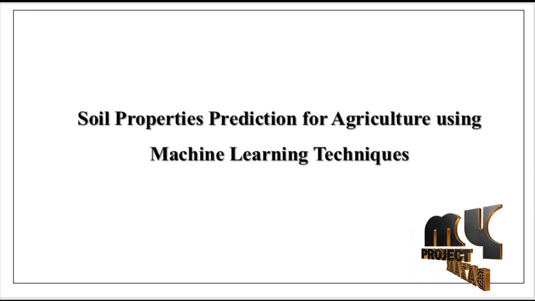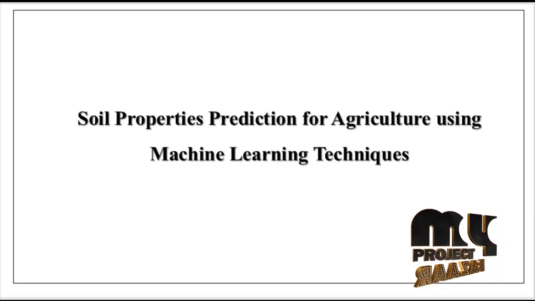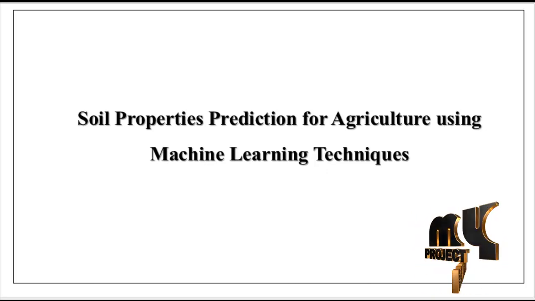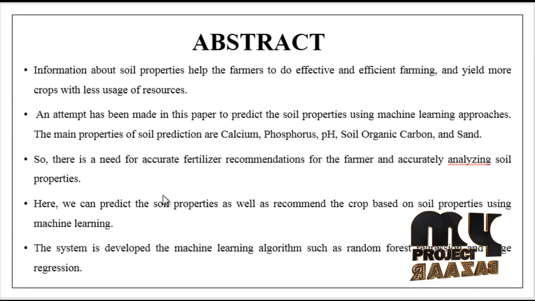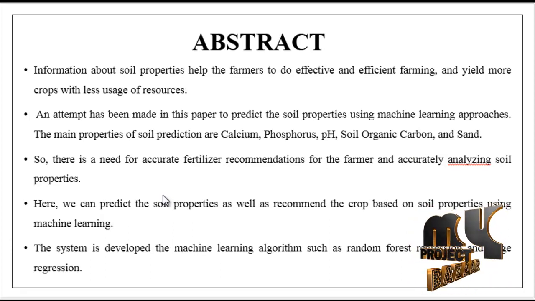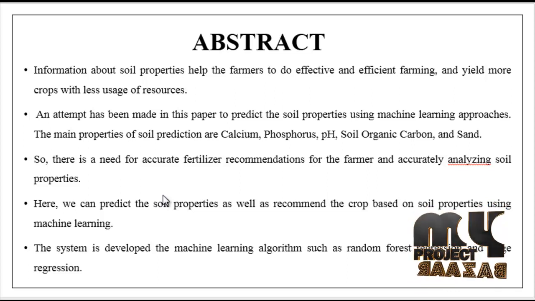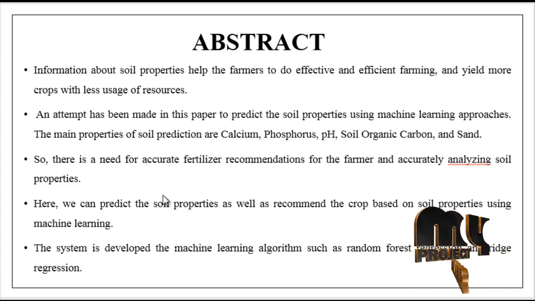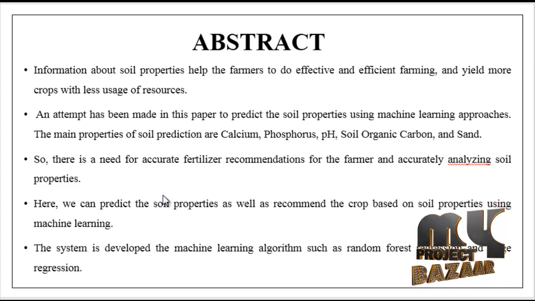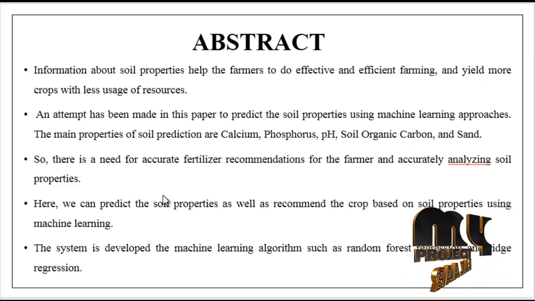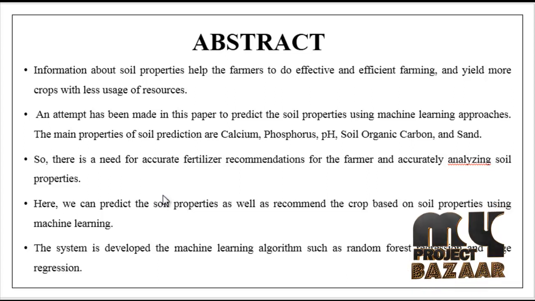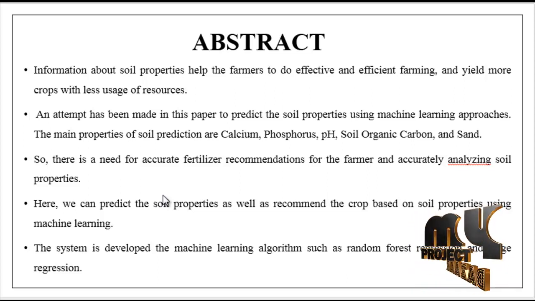Now we are going to see about soil properties prediction for agriculture using machine learning techniques. Then we are going to see the overview of our process. The main objective of our project is to predict the soil properties, as well as recommend the crop based on the predicted soil properties using machine learning algorithms.